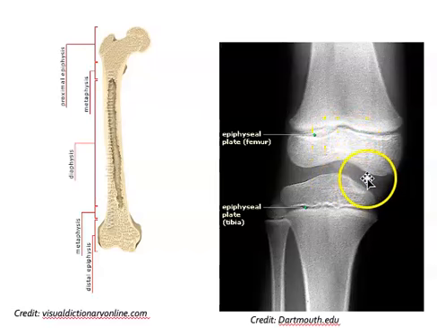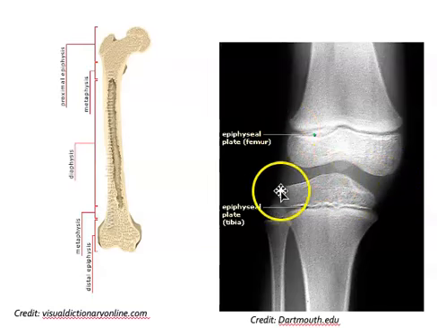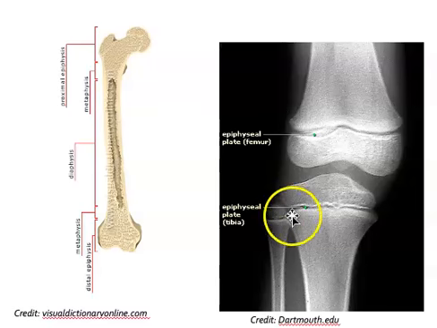Now all of this gray area that you see in here, that's the space inside of the joint. You can't see muscle or tendon or ligament because those don't show up on a radiograph. Only bone does.